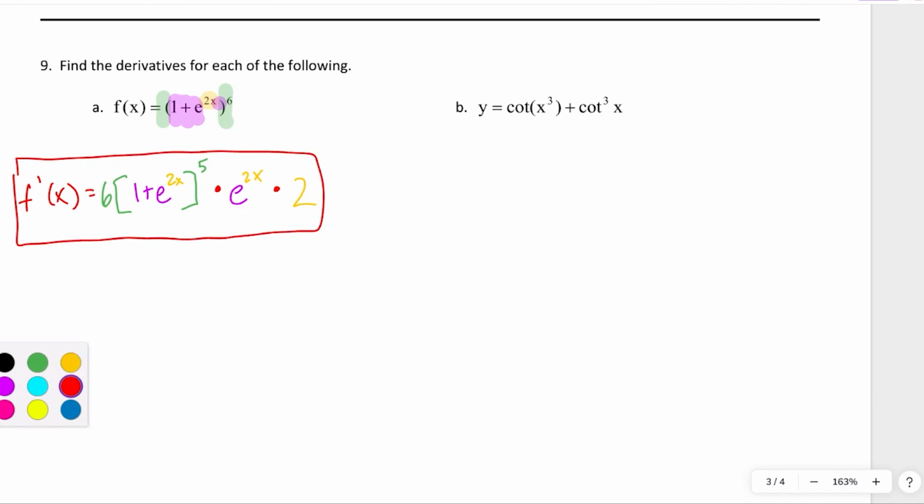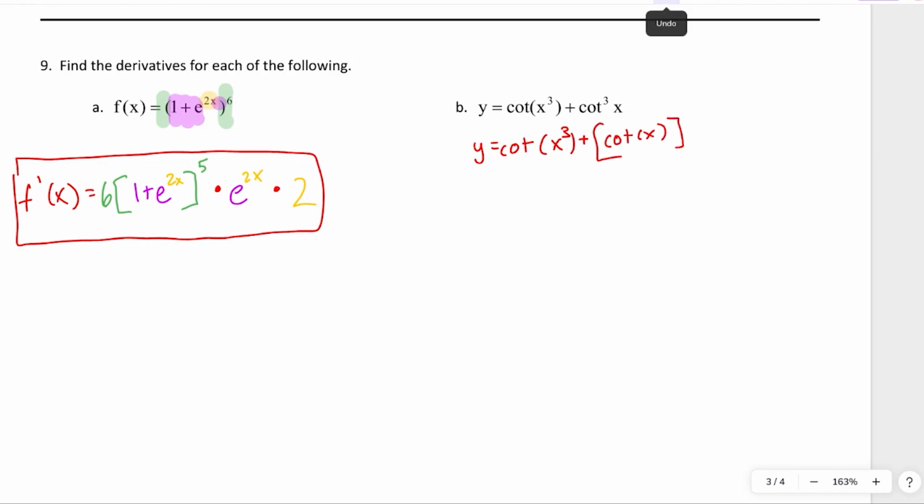Okay, b. Now this is really going to put your understanding of the exponents and the notation to the test, because these are actually 2 different expressions. We've got cotangent x cubed, but we've also got cotangent cubed x. Whenever I see that notation, I am just going to rewrite it as cotangent of x quantity cubed.